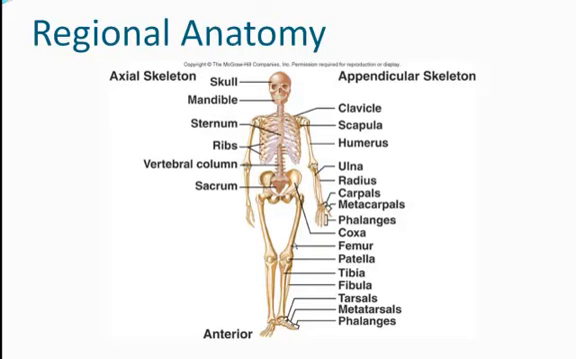It has 206 bones. The axial skeleton with 80 bones includes the head, neck, and trunk. The appendicular skeleton with 126 bones, 63 on each side of the body, includes the bones of the upper and lower extremities, and the girdles of the bones that hold the upper and lower limbs to the axial skeleton.